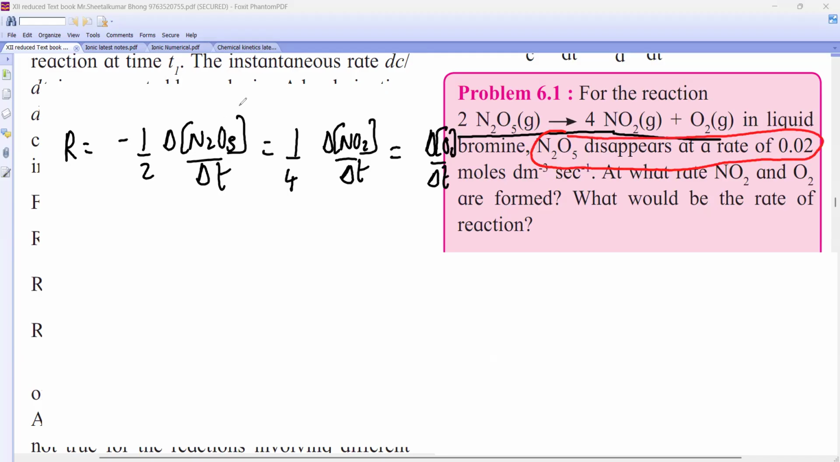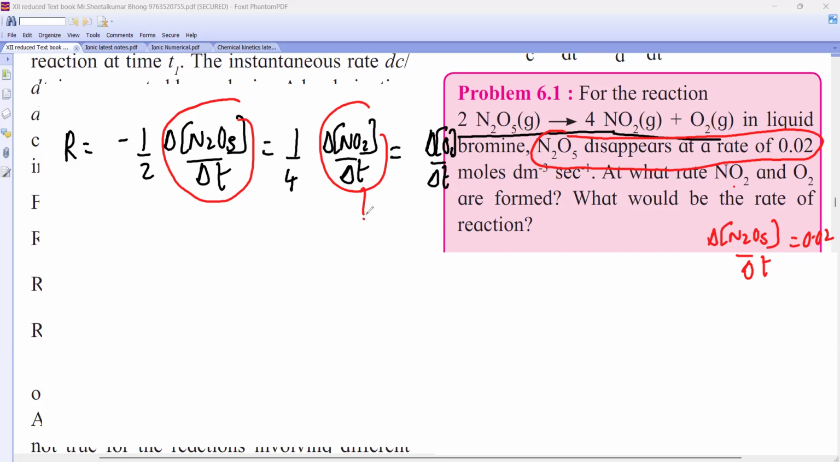Only the value of N2O5 is given. So basically what they are given is delta N2O5 upon delta T, which is 0.02, that's it. Now, what all I have to find is the rate at which NO2 and O2 are formed. So first I have to find the value of O2.